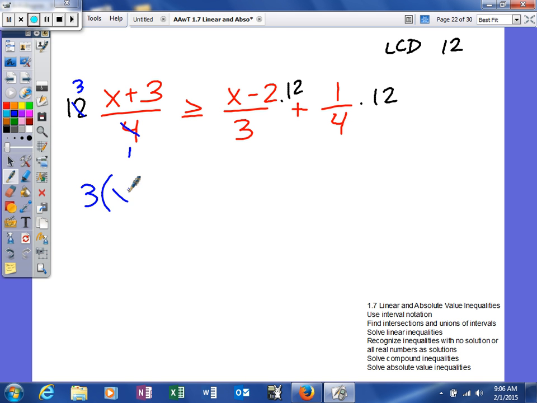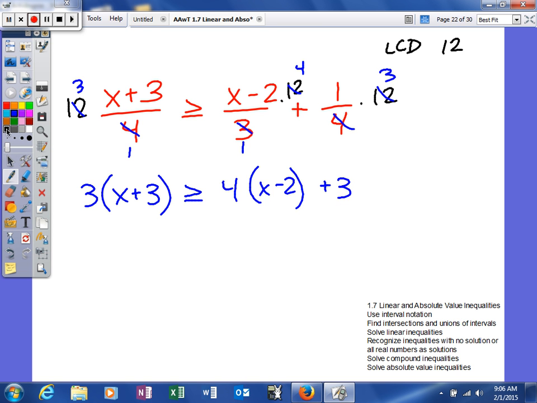So this is going to leave me 3 times x plus 3, which is greater than or equal to 4 times x minus 2. And then this will go into 3 times, so plus 3. Now I have multiple variables, so I'm going to go ahead and distribute. I'm going to go ahead and get my variables on the same side now. I'll go ahead and move everything over there. As I do that, I'm going to tidy up a little bit.